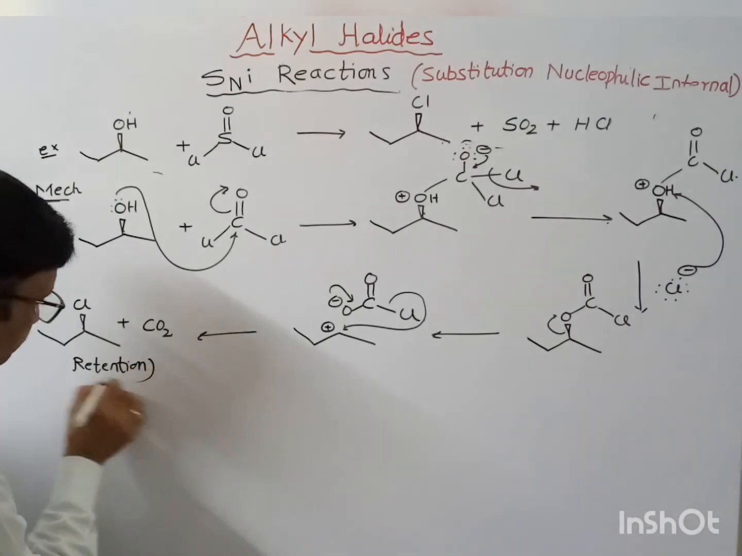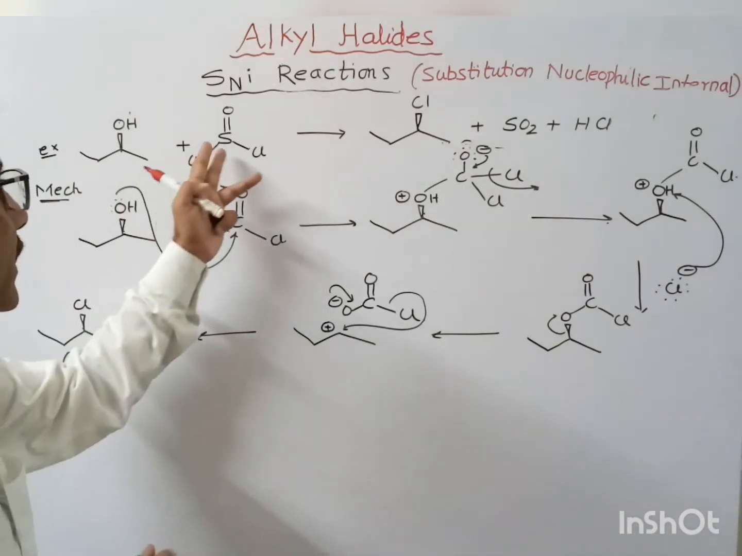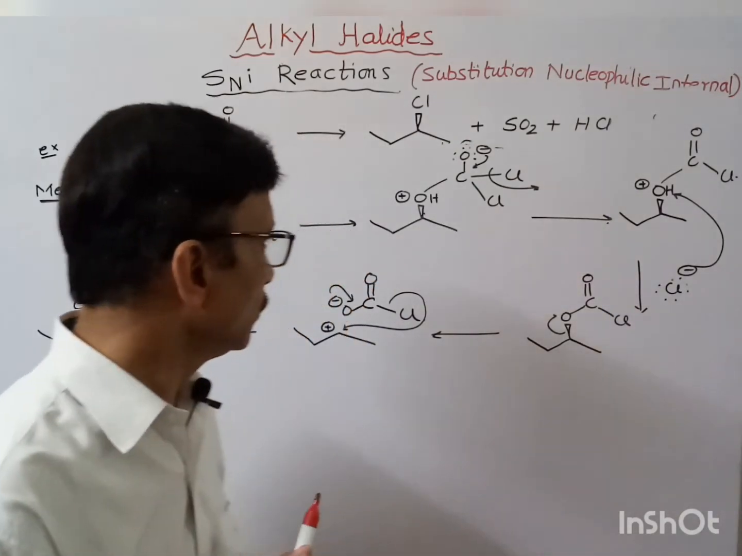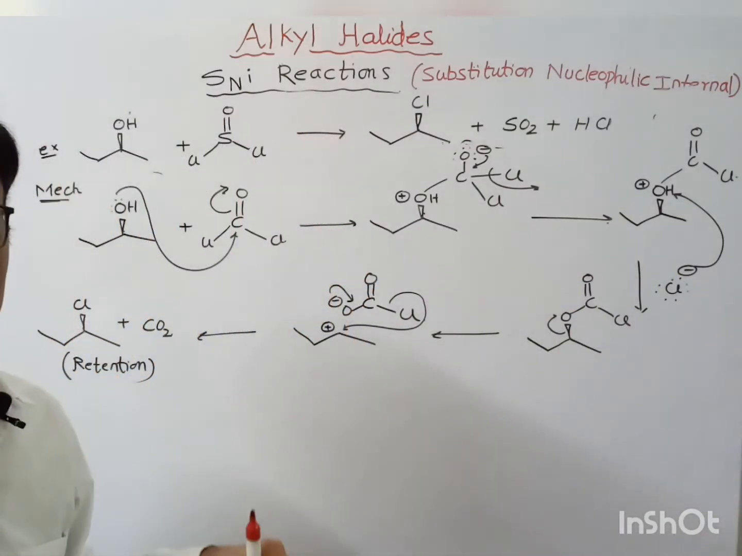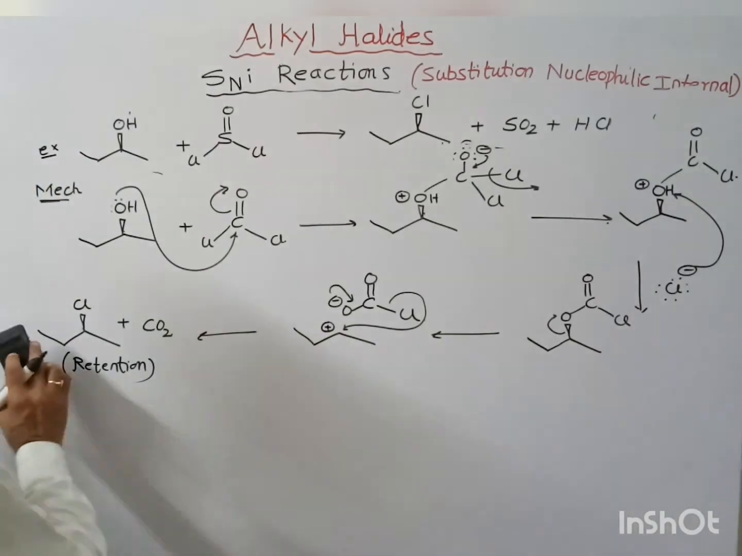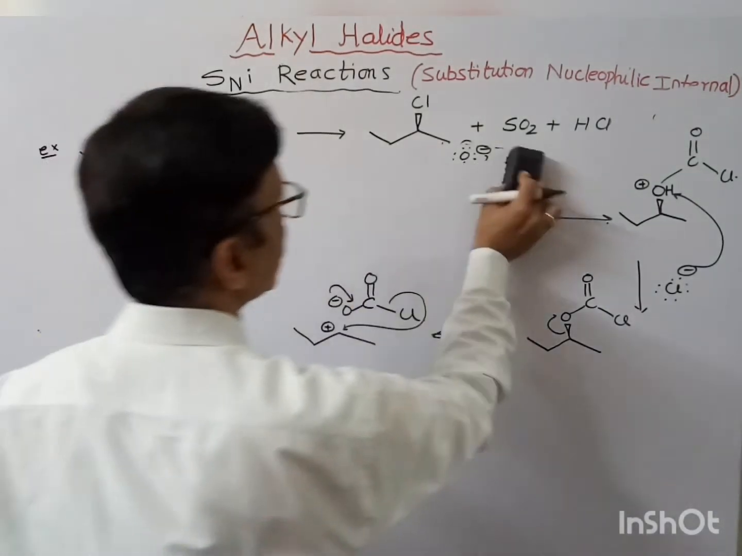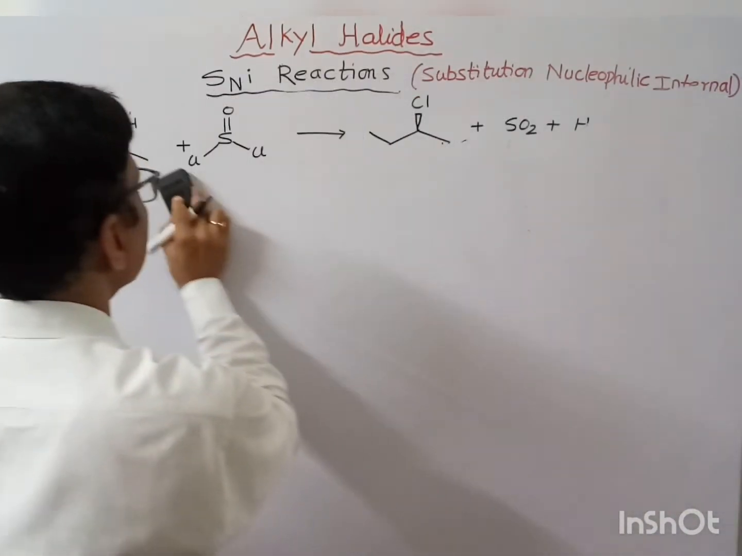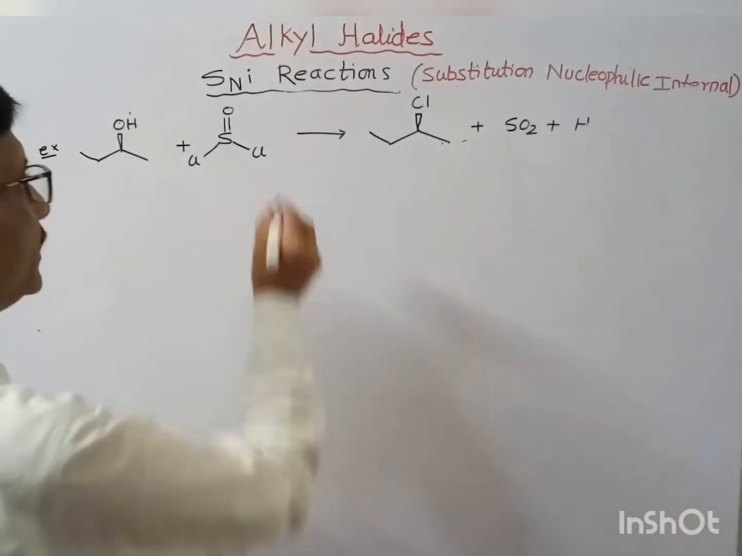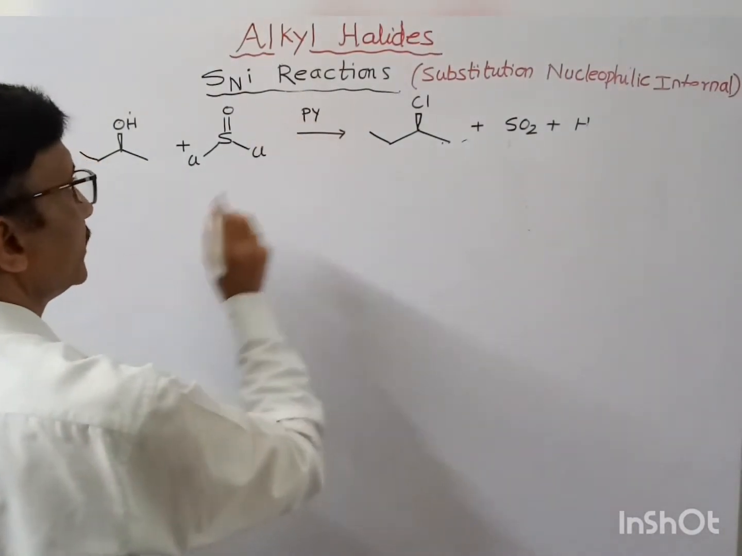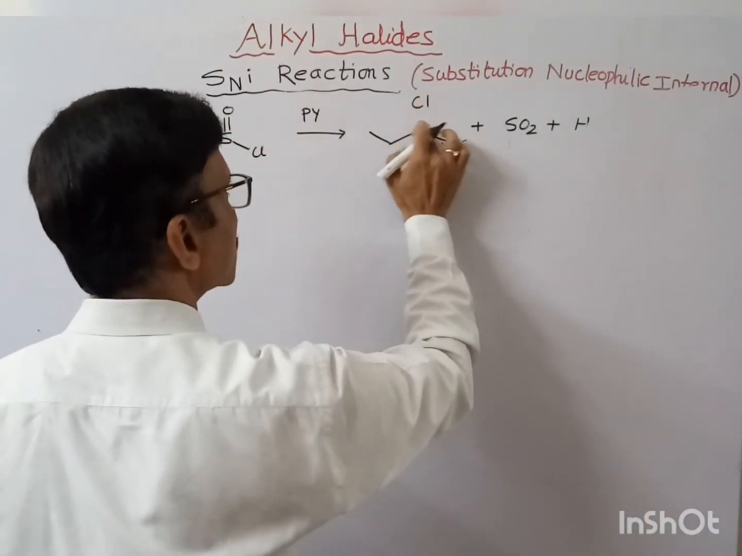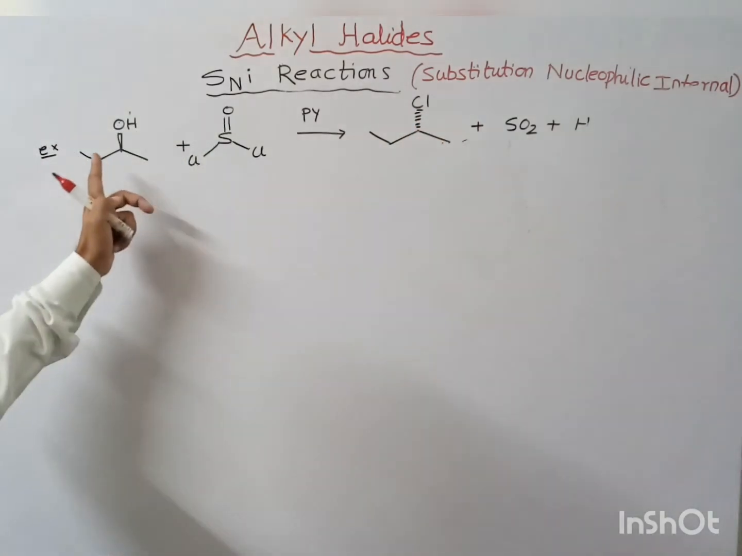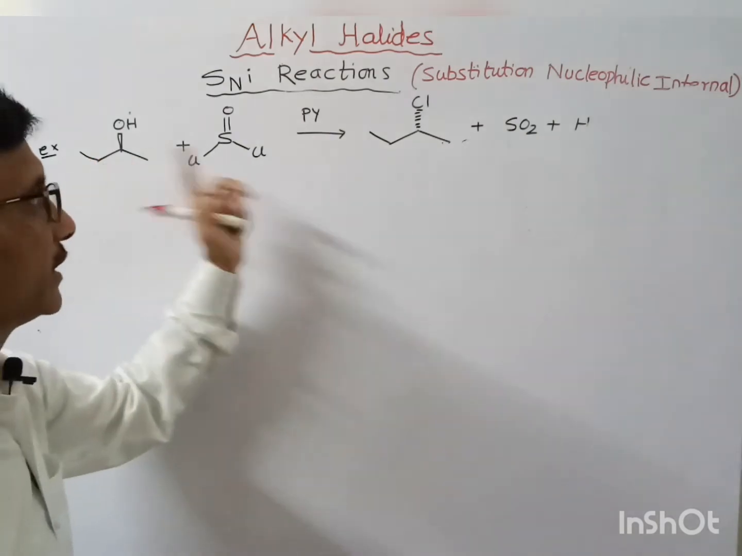Now suppose we are taking thionyl chloride in presence of pyridine, what I told you, in that case inversion of configuration occurs. So let's see, if we are taking pyridine also, how the inversion of configuration occurs. Then in this case the inversion of configuration will take place. The configuration will get the opposite configuration. So if it is R, then that would be S.